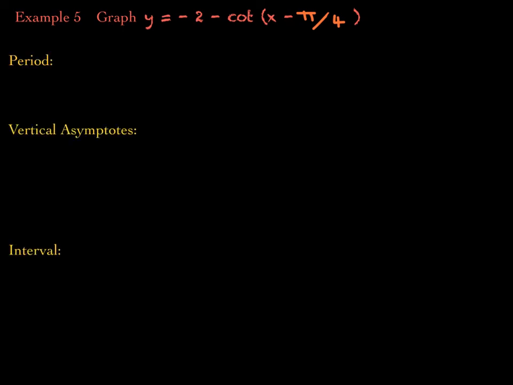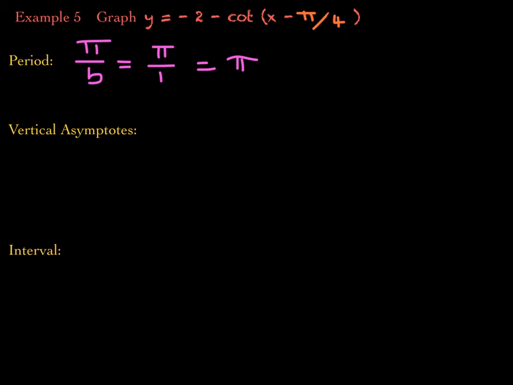All right, notice that for the period, the coefficient of x is just 1. So the period is pi over b, which is pi over 1, which is just pi. That's the normal period for cotangent. So there is no horizontal shrinking, no horizontal stretching. There is a phase shift, but no horizontal stretching or shrinking. So the period does not change.